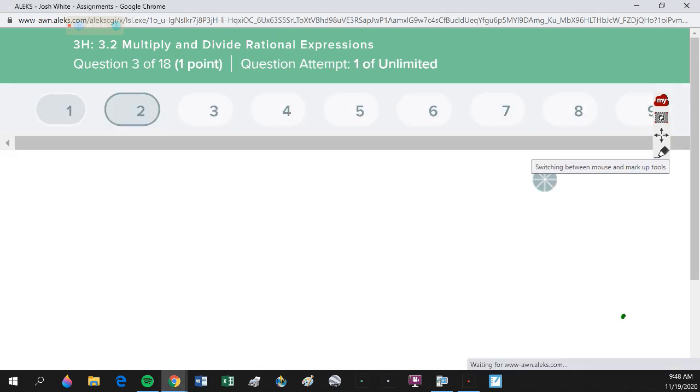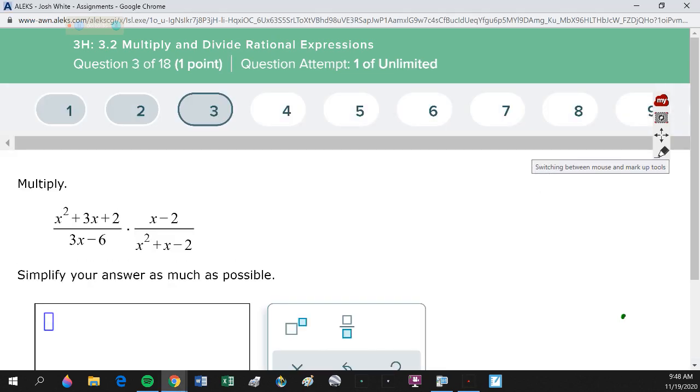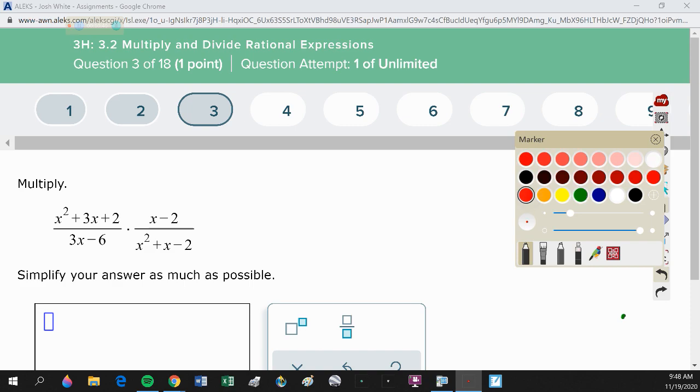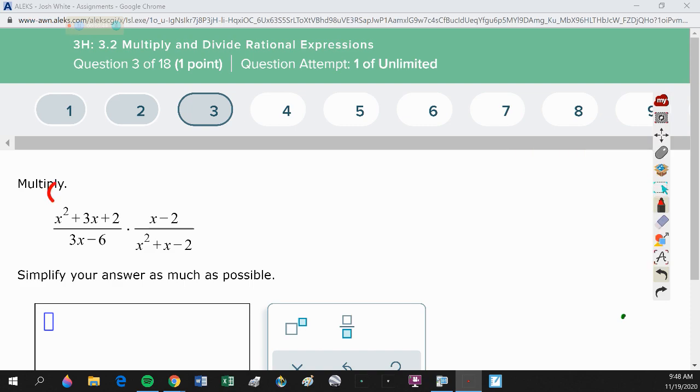Number 3. Same idea. So, two numbers that multiply to be 2 and add to be 3. X plus 1 and x plus 2. Down here, I can pull out a 3. X minus 2. And then that's an x minus 2. And this one is x plus 2 and x minus 1.